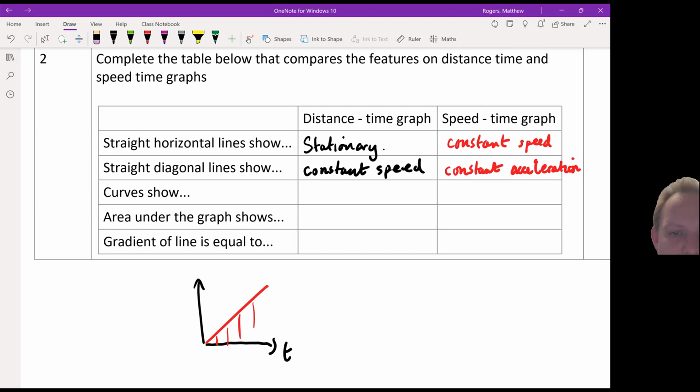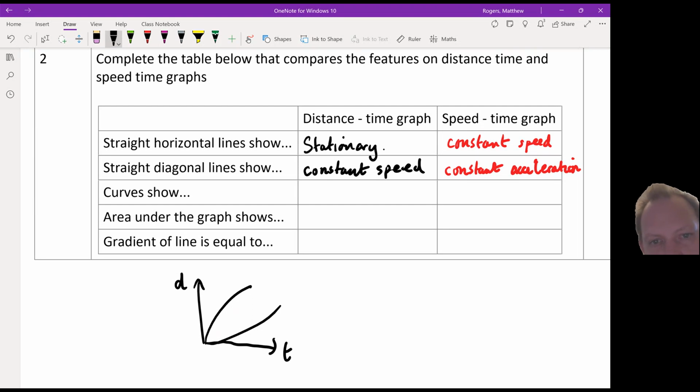Next one says curves show. So on a distance time graph, there's lots of different curves I could draw, curving either way. Maybe if I draw one of each. We're not too worried about which way it's curving. On the distance time graph, initially it was steep and it's getting shallower, or initially it was shallower and it's getting steeper. So in both cases, the change in the gradient of the line implies there is a changing speed.